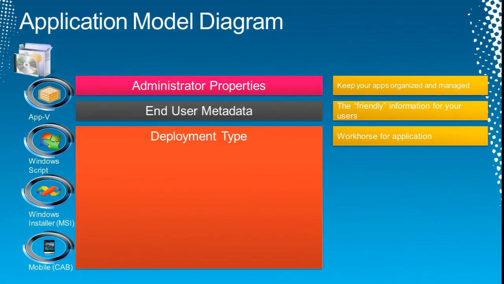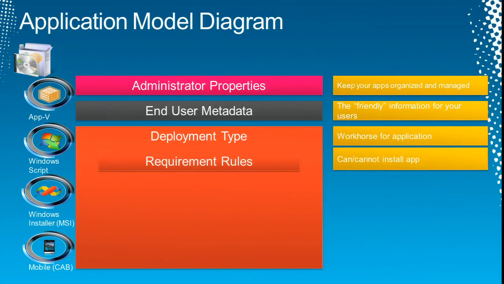So your deployment type is really the workhorse. Again, that's the program as you know it today. Your deployment type contains requirement rules. This deployment type can be run if memory, disk space, operating system, registry, WMI, IIS, SQL, whatever you're looking for. You can do a whole bunch of different stuff, including custom scripts.